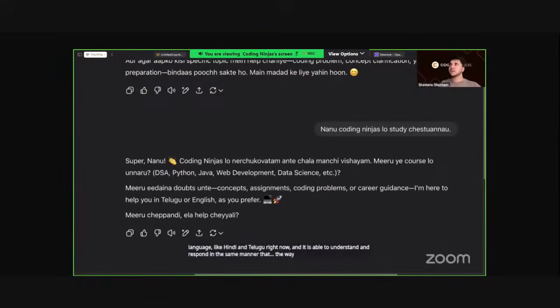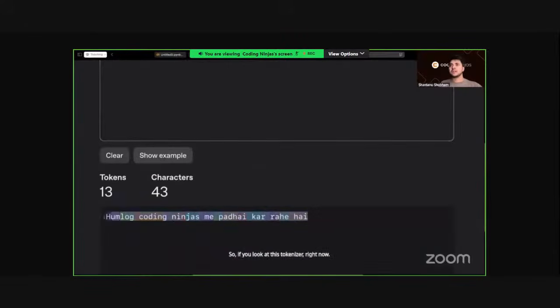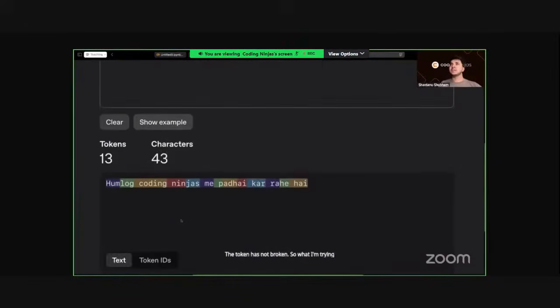If you look at this tokenizer, the tokens look very weird. Coding and me are the only words in which the token has not broken. What I'm trying to say is that every LLM, in this case ChatGPT, has a mapping for a token. Therefore, with the help of these tokens, it is able to understand what the person is trying to say by matching the meaning from each token.